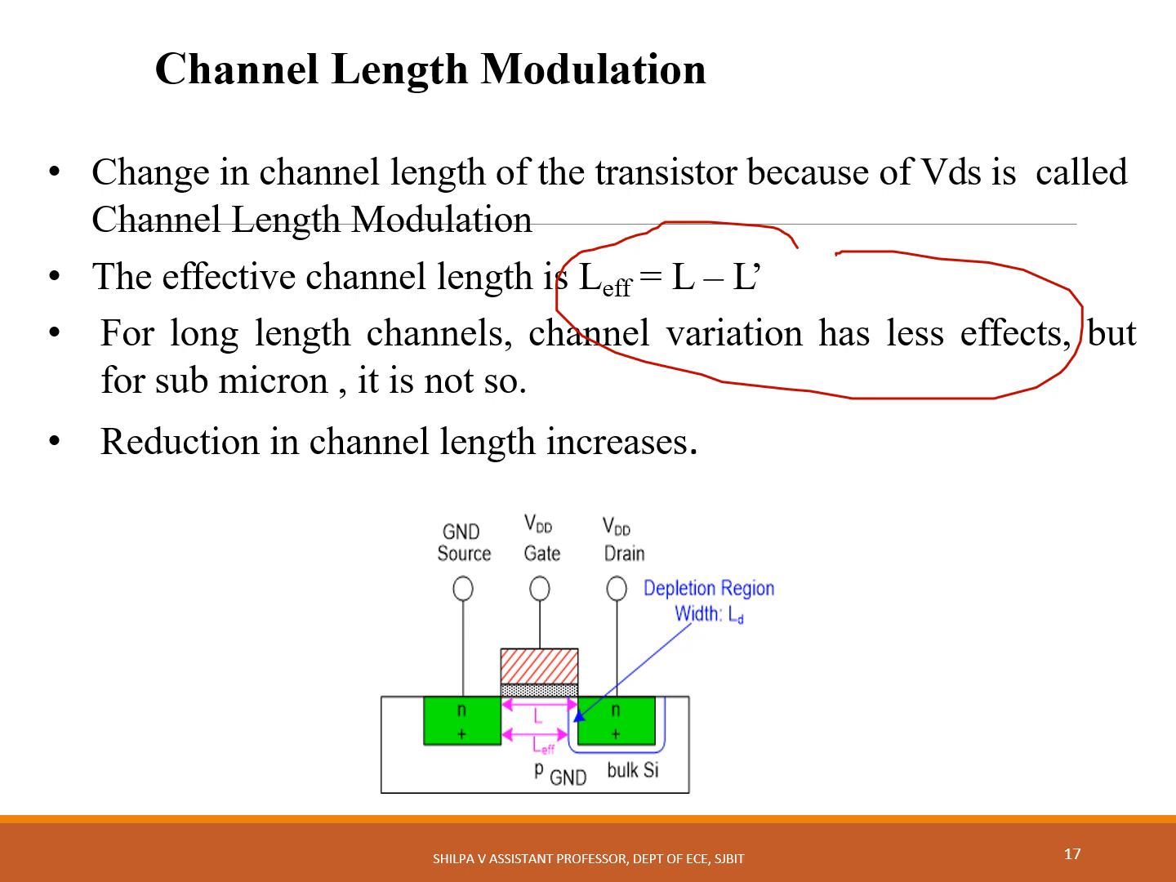So IDS in saturation is beta by 2 into VGT the whole square, but here it is multiplied by 1 plus lambda into VDS. IDS can generally be written as beta by 2 into VGT the whole square, but when the channel length shortens, the current increases, which is accounted for by multiplying by 1 plus lambda into VDS.